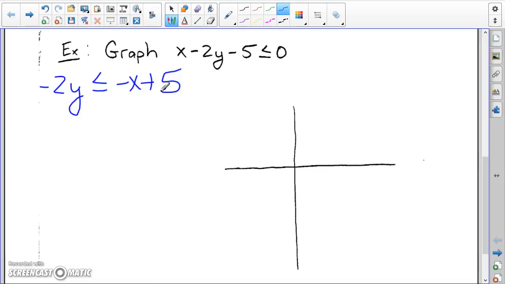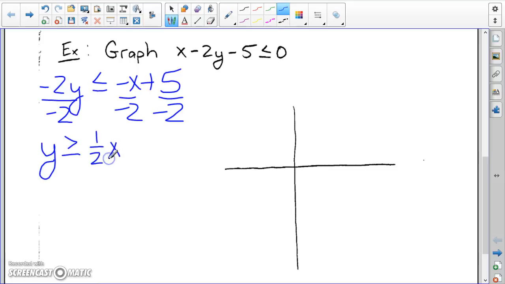And now we have to divide by negative 2. Hopefully you remember that when you multiply or divide by a negative, you must switch the inequality. So we get y greater than or equal to positive 1/2 x minus 5/2. Now when we're graphing these inequalities, we're going to graph them the same way we would graph any line. We start with the y-intercept.